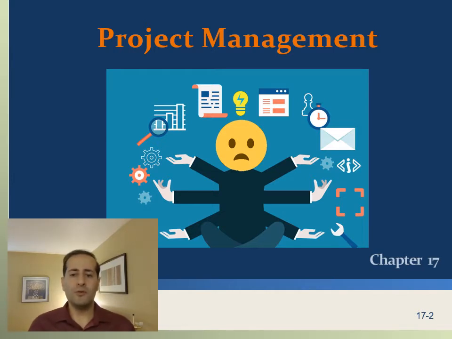So we're going to talk about critical activities or critical tasks, which are going to help us to identify what is called the critical path method, or CPM. The critical tasks or critical activities are those activities that cannot be pushed back. They have to be done on time so that we can finish the project on time.